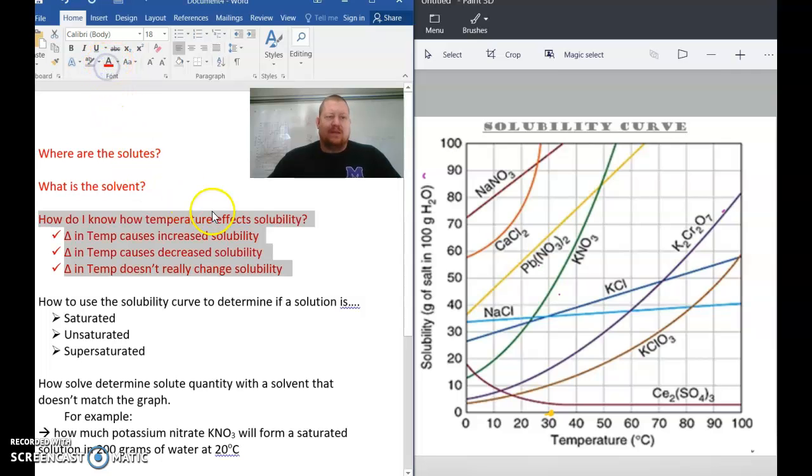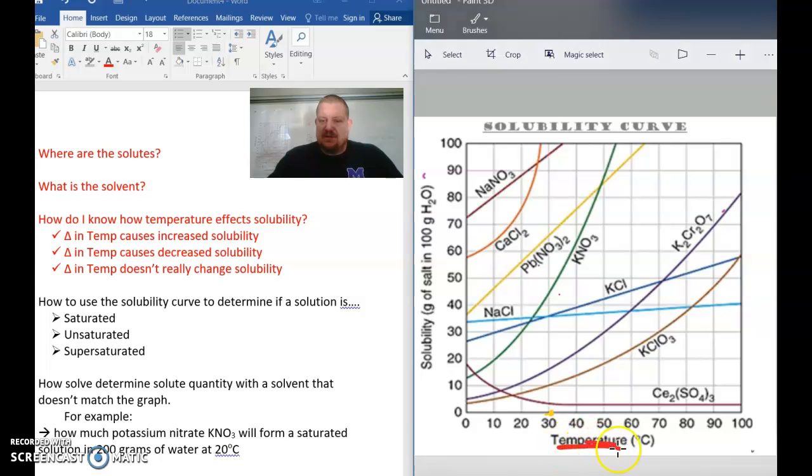How do I know how the temperature affects the solubility? One of three things could happen: either increase solubility, decrease solubility, or it doesn't really change anything. It's all based on temperature change. So if we look down here, here's our temperature, right? The temperature gets bigger from 0 to 100. So we need to look at how it affects these lines, how it affects these solubility curves when it changes.